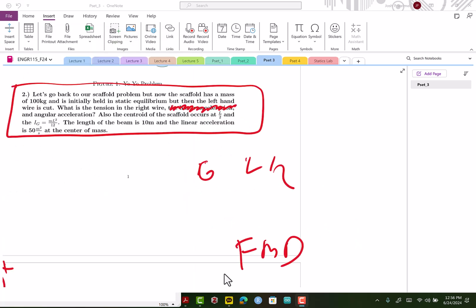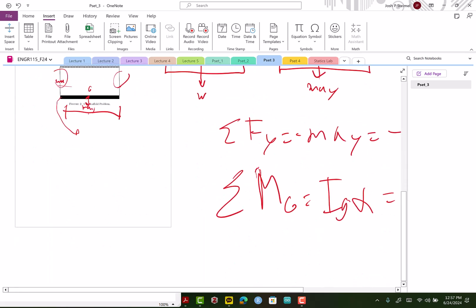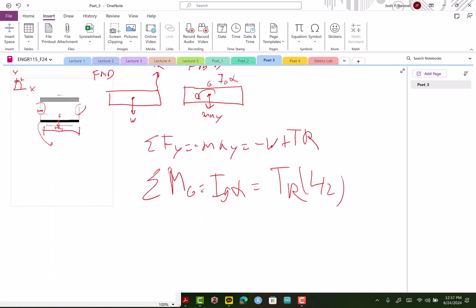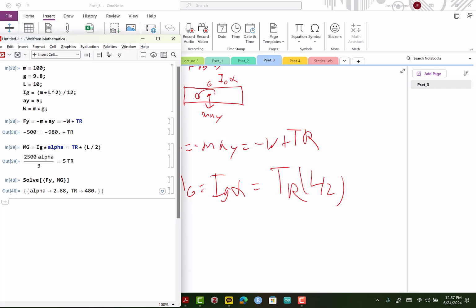We have a little bit of a typo here and a little error. So actually, our linear acceleration needs to be 5. If we keep all those same definitions here, we can just reset and redefine, and here's our alpha, here's our tension, and that is it.